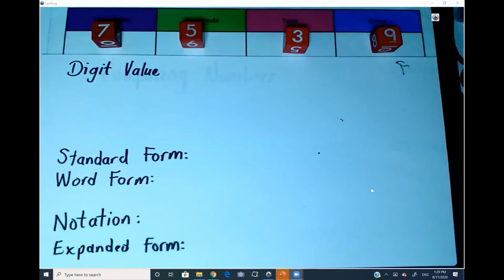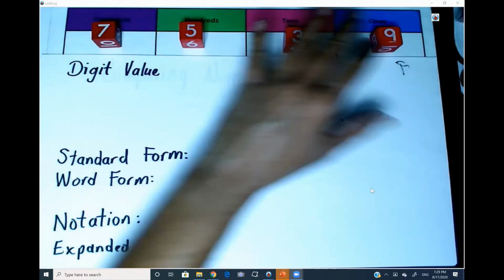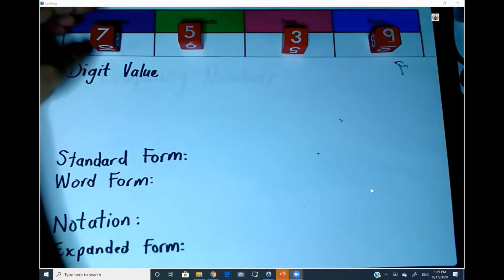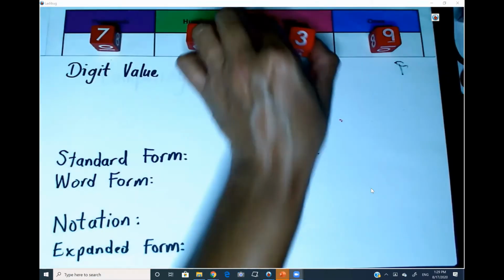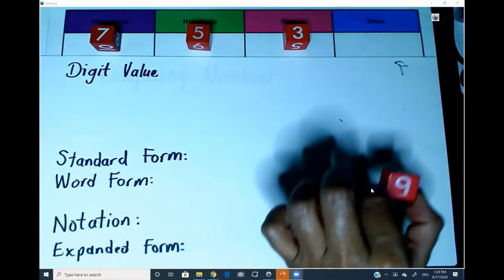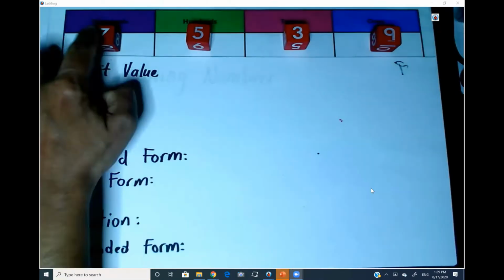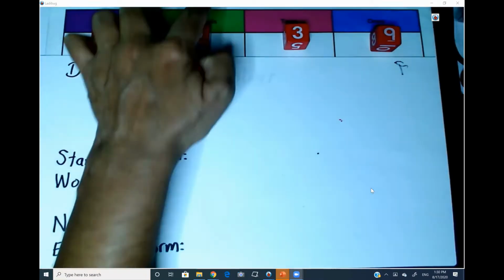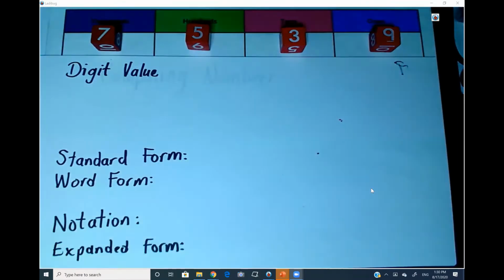Today we're going to review what we have learned during the whole week, which is about place value. Now, the first thing we're going to remember is the digit value. I'm going to remember that I have a number here, which has 7 thousands, has 5 hundreds, has 3 tens, and has 9 ones. When I put that number together, I'm going to make the number 7,539.